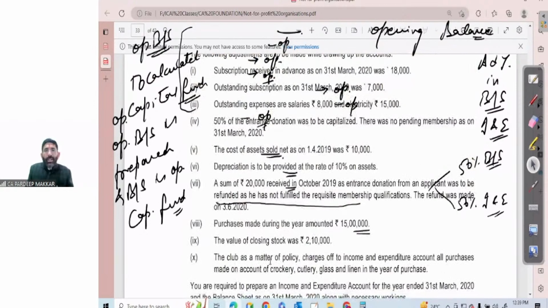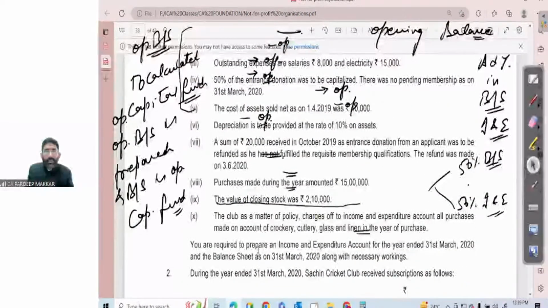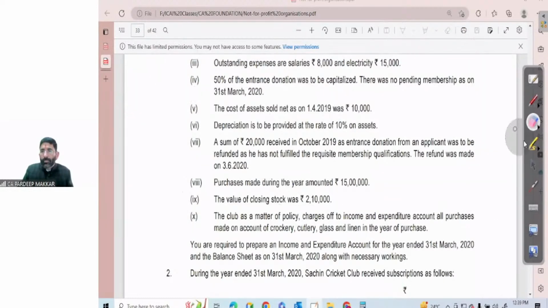Depreciation is given to you. It is at the rate of 10% on assets. Depreciation is 10% on assets, and then a sum of rupees 20,000 received as an interest donation from an applicant was to be refunded. The refund was made on 3rd of June. So this amount of the previous year is refunded in this year. So this is also required to be adjusted in the interest donation.